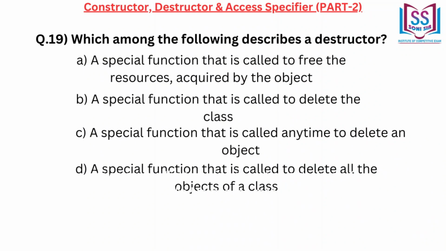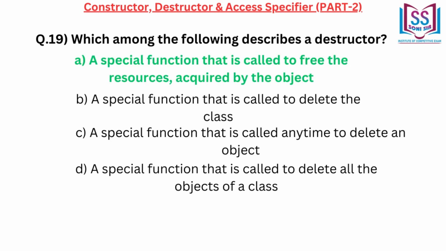Which among the following describes a destructor? A. A special function that is called to free the resources acquired by the object. B. A special function that is called to delete the class. C. A special function that is called anytime to delete an object. D. A special function that is called to delete all the objects of a class. Correct answer A. A special function that is called to free the resources acquired by the object.